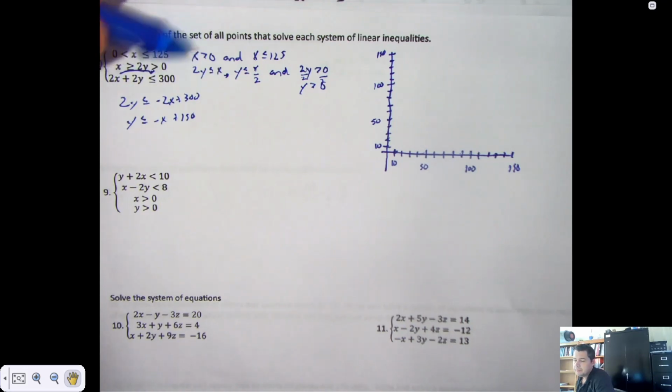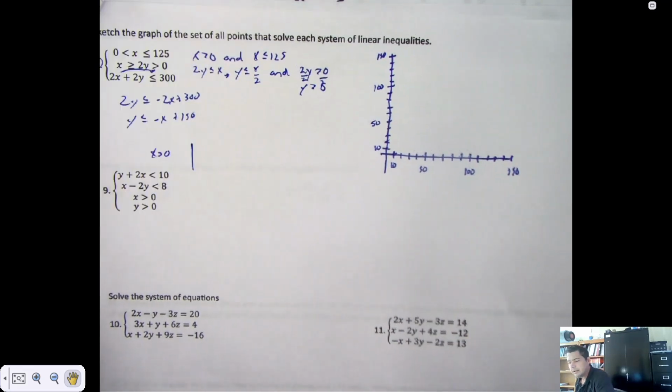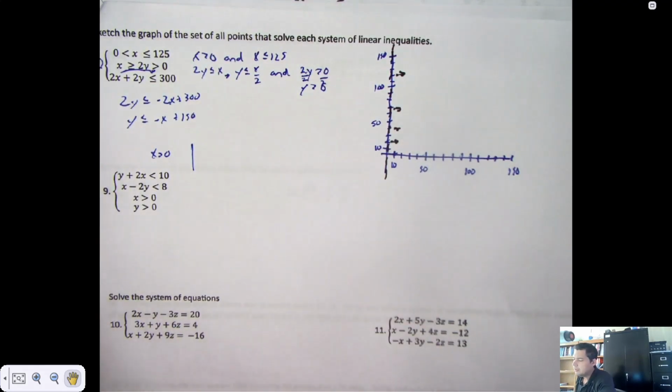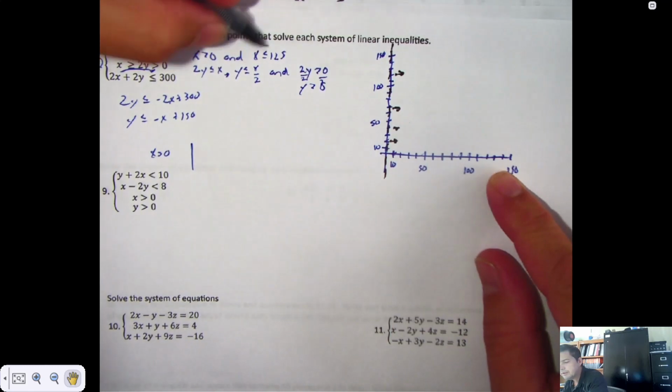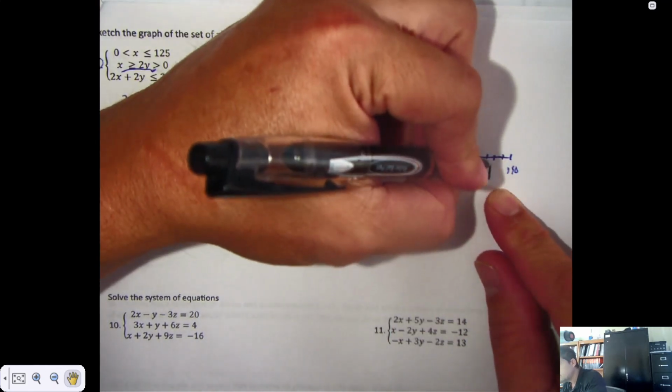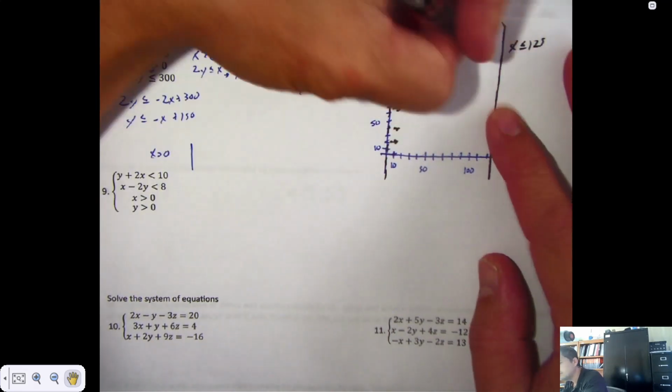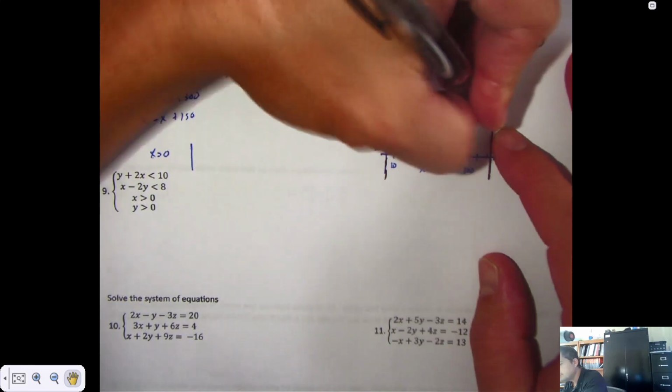All right, so the first thing they want me to graph is x is greater than 0. X equals 0 is a vertical line at 0. Where's my black pen at? It would be a dashed line right here, and it's telling me to shade right because it's a greater than symbol. Less than or equal to 125, we have equality there. It'll be a solid line right here. This is x less than or equal to 125, and it's telling me to shade left because it's less than.